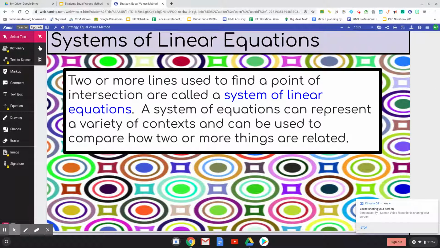Let's review what a system of linear equations is. It's two or more lines used to find a point of intersection. A system of equations can represent a variety of contexts and can be used to compare two or more things that are related.